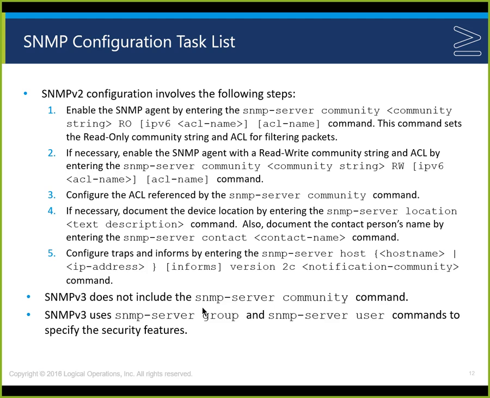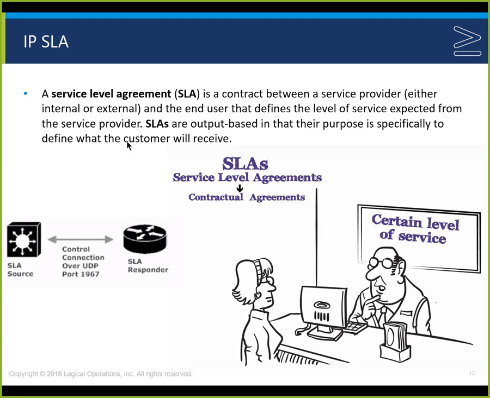V3 does not include the community command because it uses usernames and passwords and not community strings. It uses SNMP server group and SNMP server user commands to specify, and the server group is going to be for RADIUS or TACACS when we do those things.